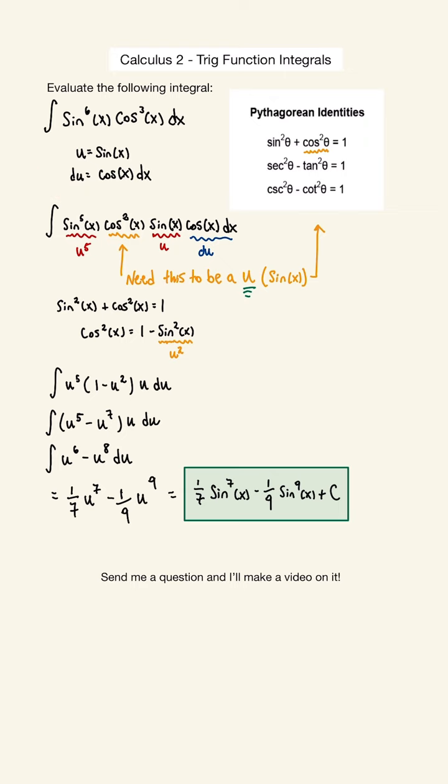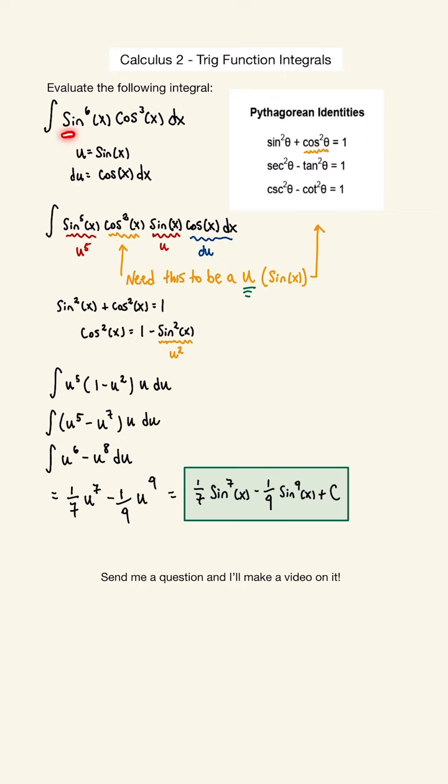So we notice that the derivative of sine of x is going to be equal to cosine of x, and our sine term is higher than our cosine term. So we'll go ahead and select sine of x for our u, and we can take the derivative to get du, which will be equal to cosine x dx.